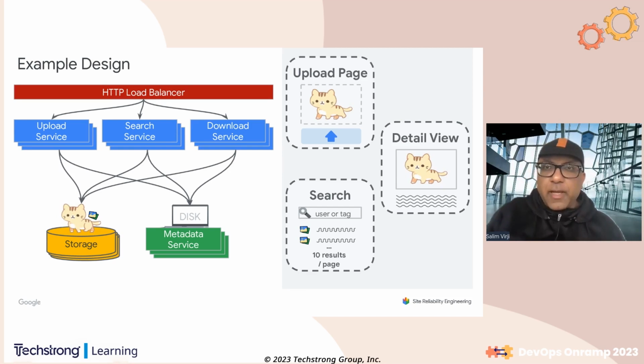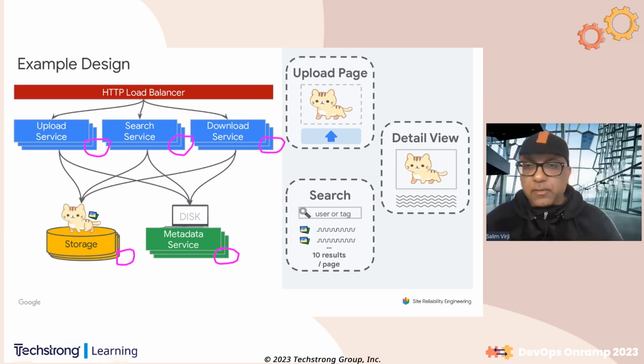We also have this horizontal scaling where we've added multiple instances or more copies of the same service. And these edges indicate that we're running multiple copies of the upload service, search service, metadata service, and so on.